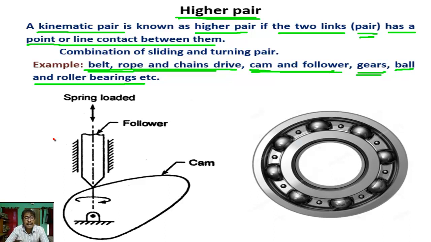This is an example: this is the cam, this is the follower, this is a link, this is a link. At this joint there is relative motion, and this is a point contact. This is also an example of a higher pair. Ball and roller bearings: this is a ball and roller bearing.